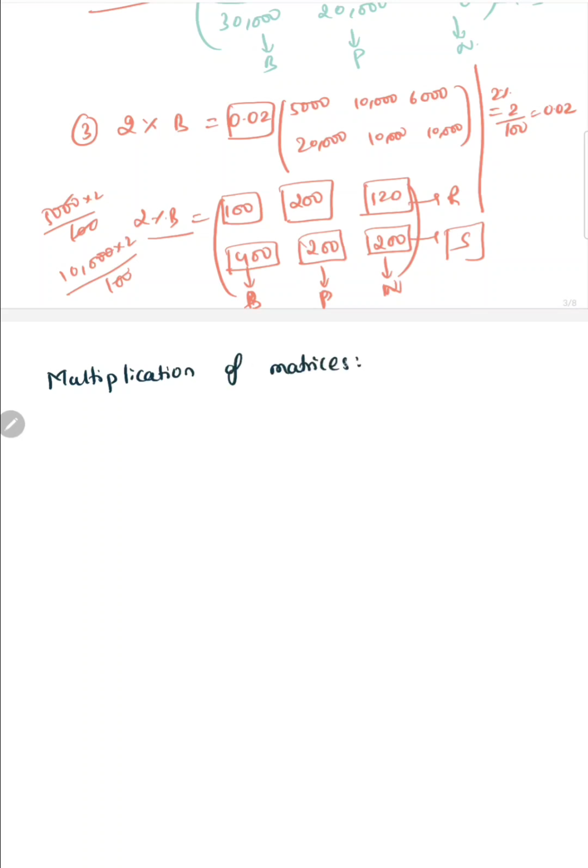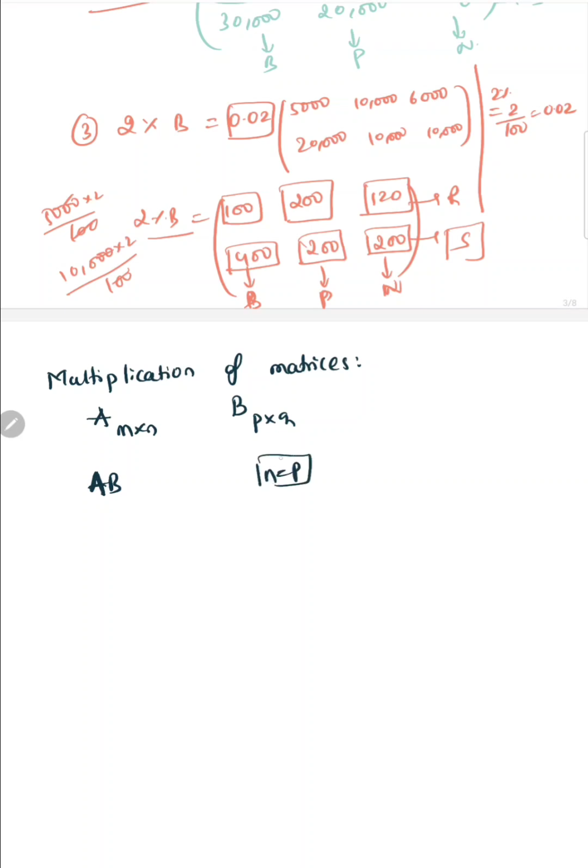As we have seen, in order to add two matrices they should be of the same order. In order to subtract two matrices they should be of the same order. But in case of multiplication it is somewhat different. Suppose we have a matrix A of order m by n, and B is a matrix of order p by q. Then in order to carry out the product A into B, we must have the condition that n is equal to p.